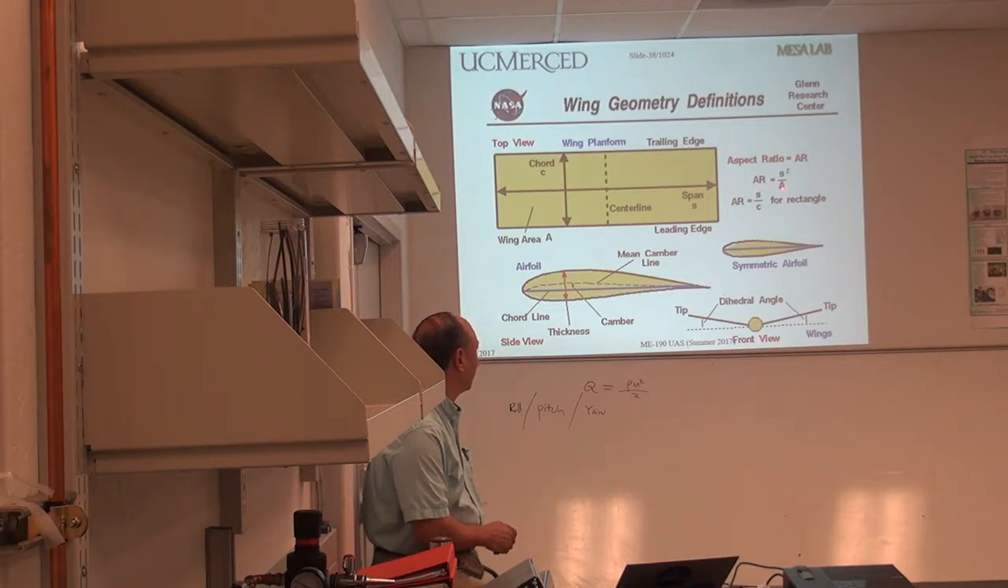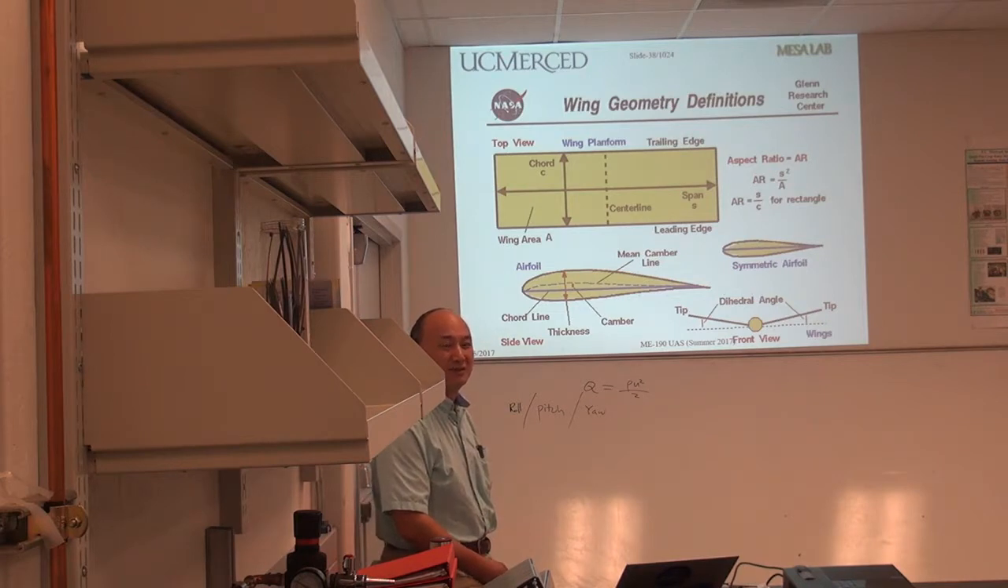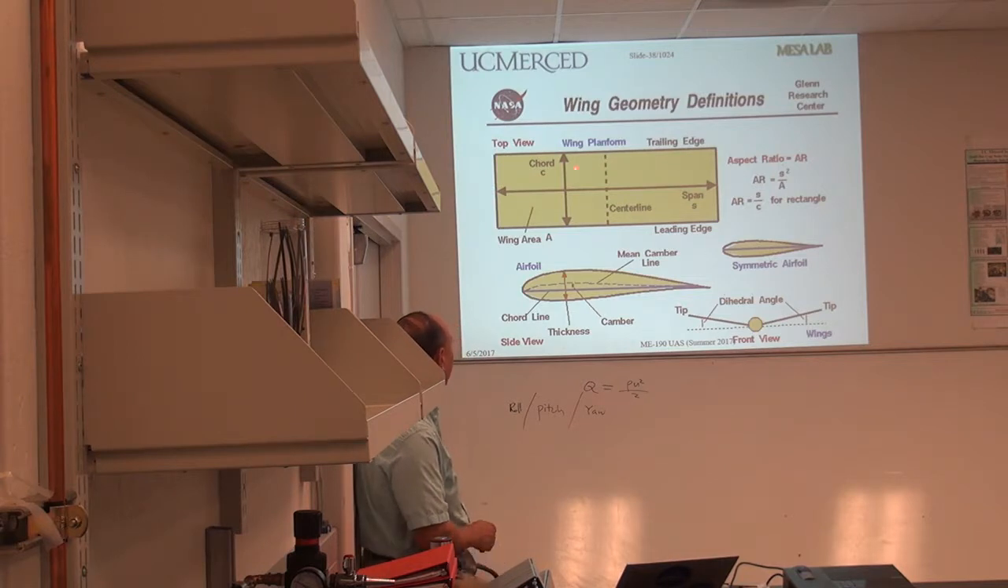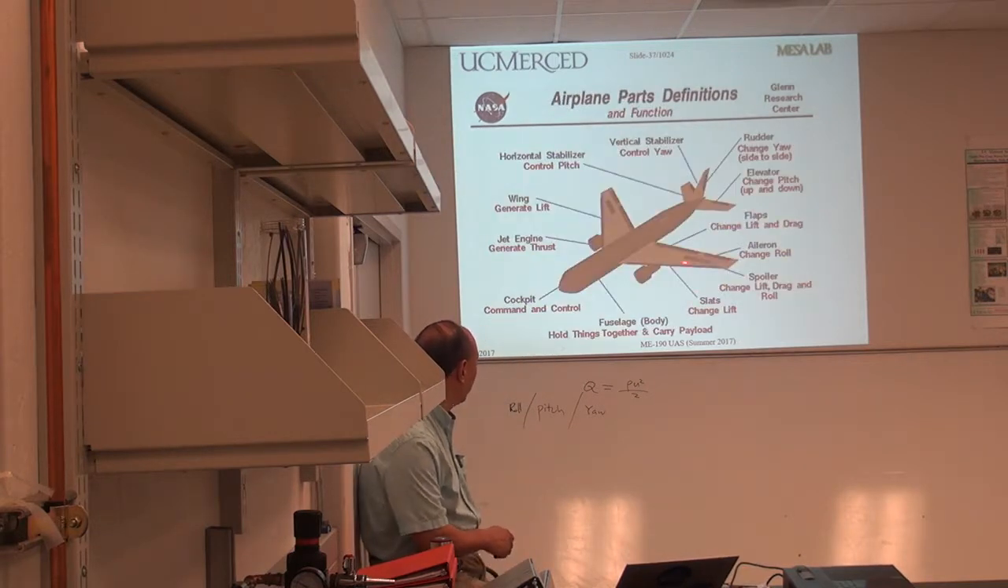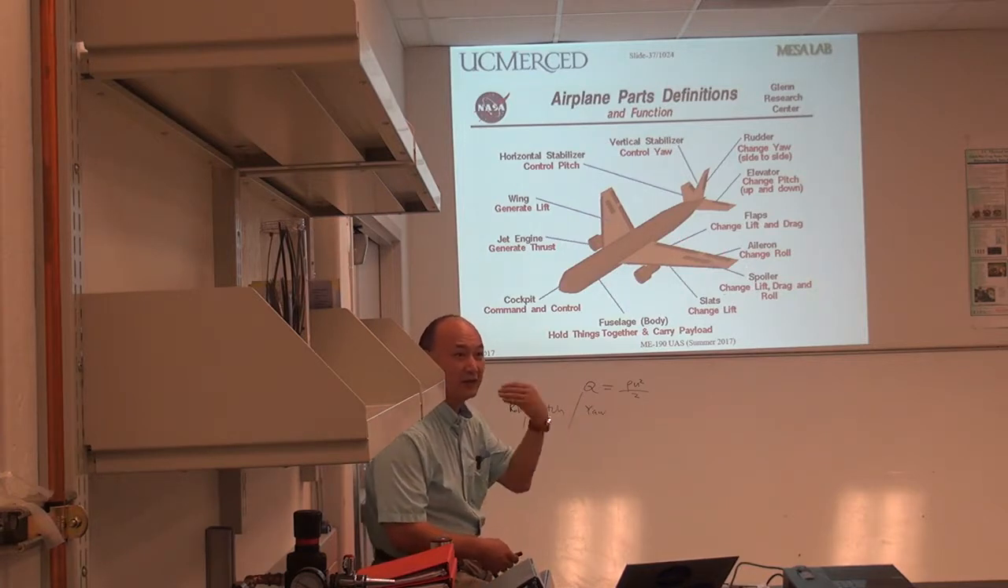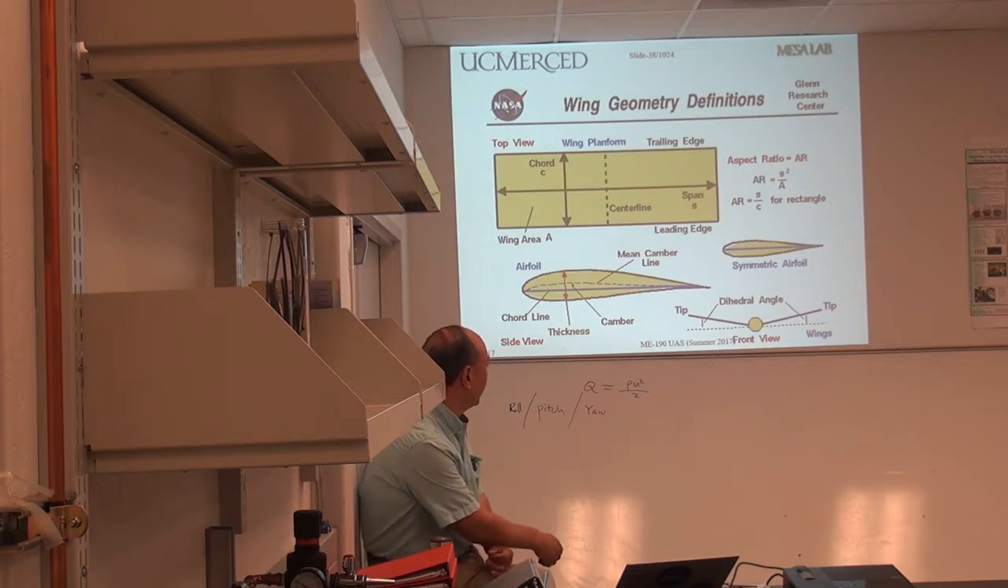Okay? And also you can use span squared divided by the overall area of the surface. So it's also okay. So this is called the wing planform. There's a trailing edge in the back, and the leading edge is in the front. So this is a leading edge, this is a trailing edge, okay? In the back or in the front.